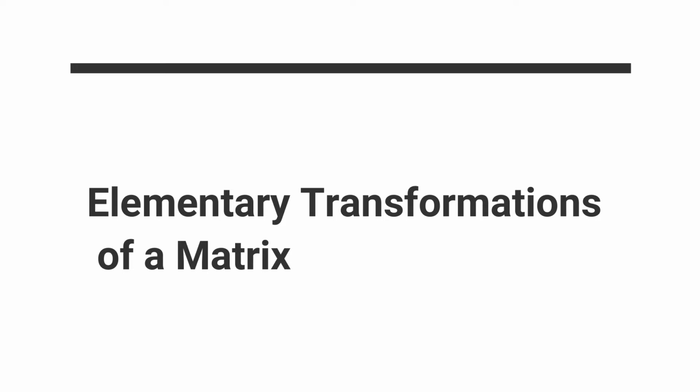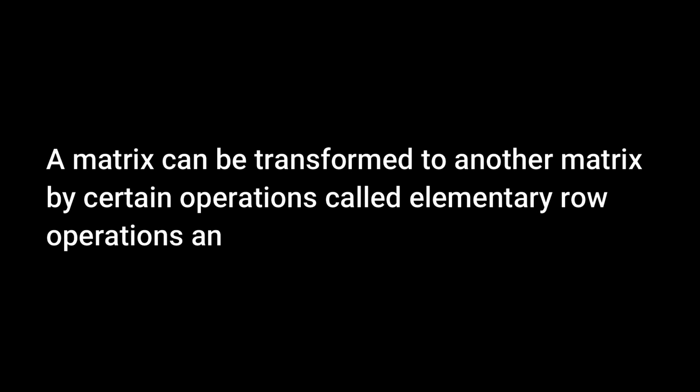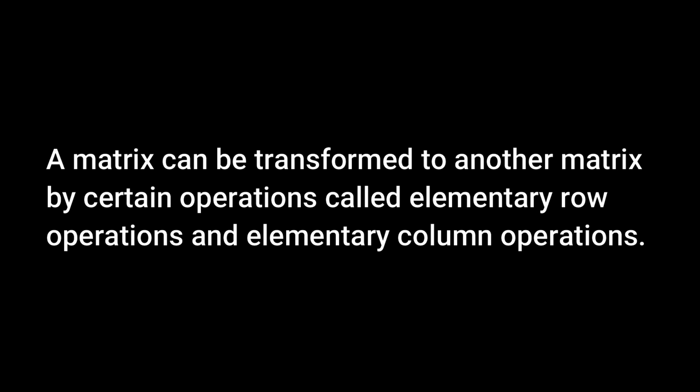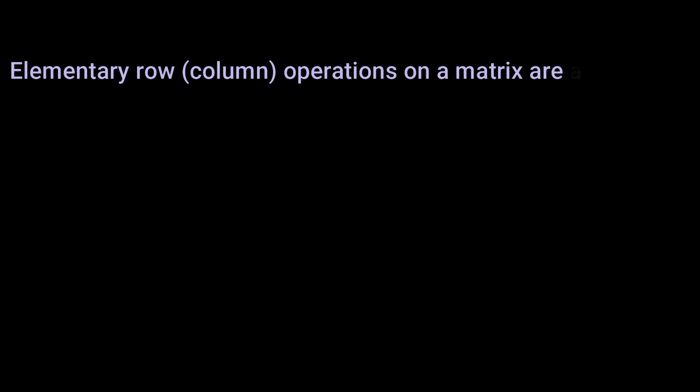Hi students, in this video we are going to discuss the elementary transformations of a matrix. A matrix can be transformed to another matrix by certain operations called elementary row operations and elementary column operations. Let me see elementary row and column operations. Elementary row or column operations on a matrix are as follows.